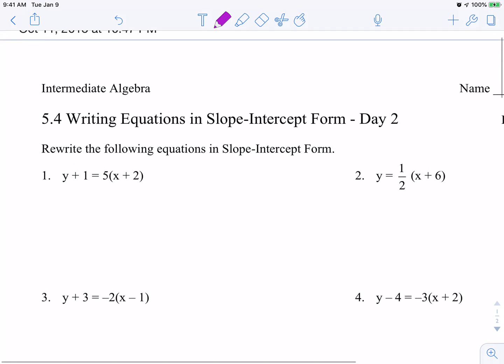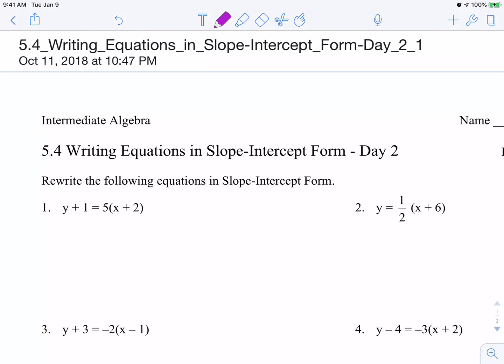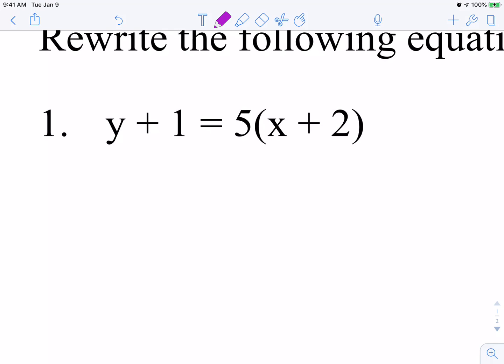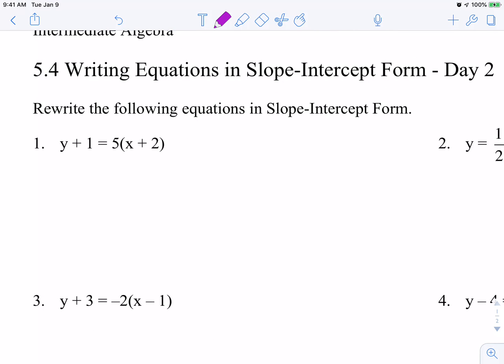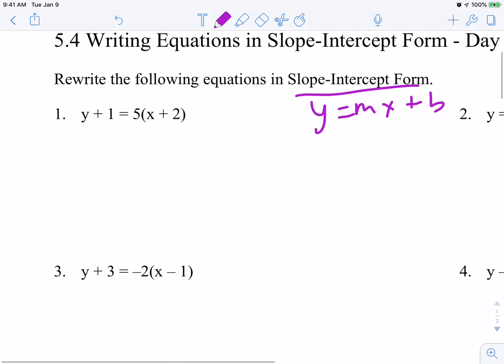So review 1 through 4 is what we did yesterday. Let's do two of those just to refresh your memory. Remember, we need to write this into slope intercept form. That's y equals mx plus b. All that means is y by itself on one side, everything else on the other side.